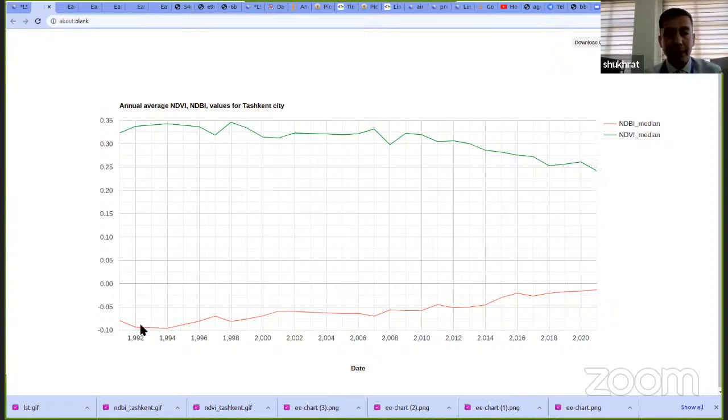And also if you look at this buildup index, the buildup index is increasing. Obviously we have lots of buildings built up in recent years. So to make a conclusion from this graph, we can see how vegetation cover is decreasing over the years. In the last 30 years, it has dramatically declined.